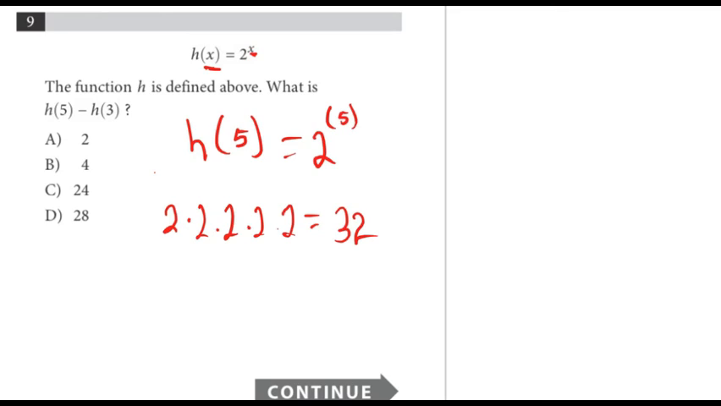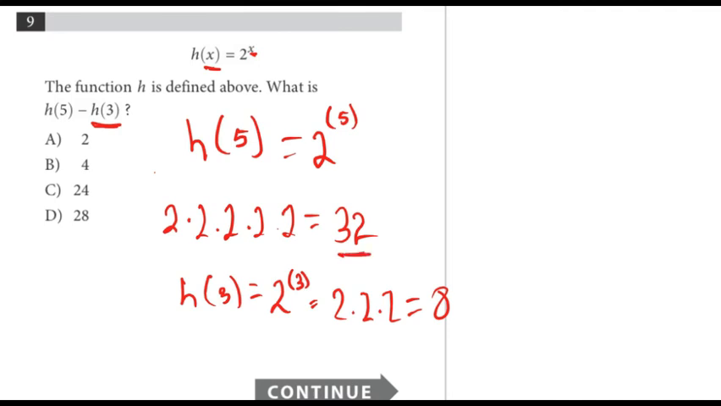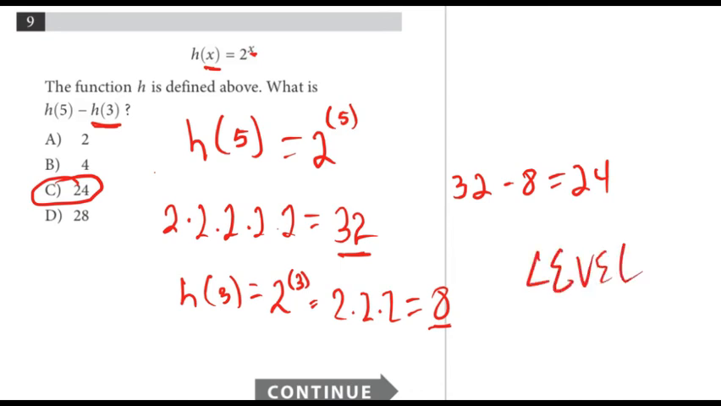Now let's find h of 3. H of 3, plug in 3 for x, equals 2 to the 3rd power, which is 2 times 2 times 2, which is 8. We get 32 minus 8. 32 minus 8 equals 24. Answer choice C. Pretty easy question. Level of difficulty, level 4.